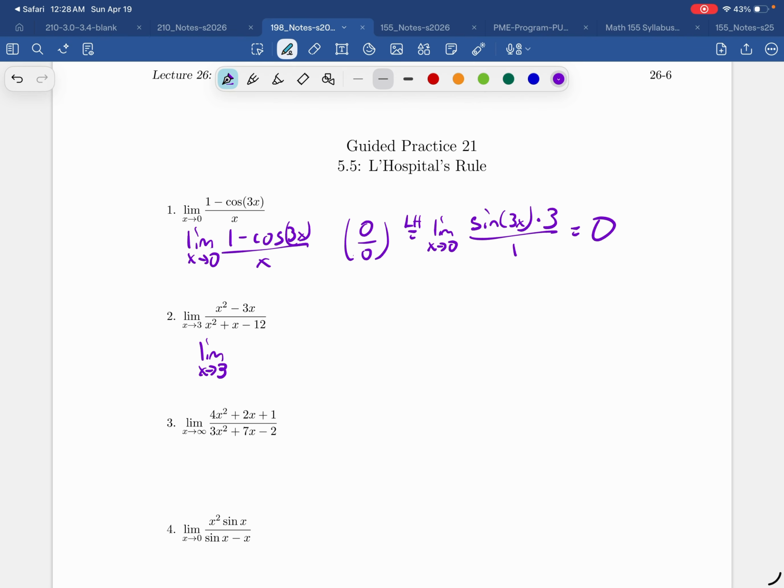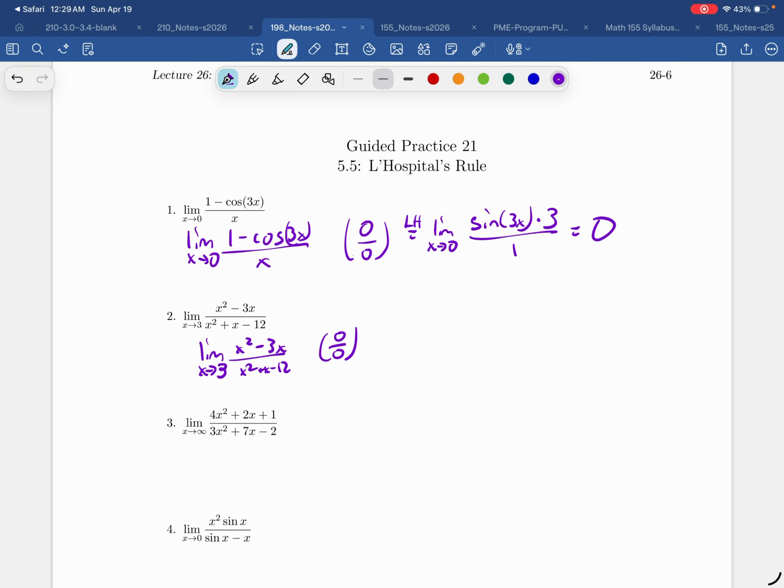limit as x approaches 3 of all this stuff. Well, if we plug it in, we're certainly getting 0 on the top, and it looks like 0 on the bottom. So we, again, have 0 over 0.